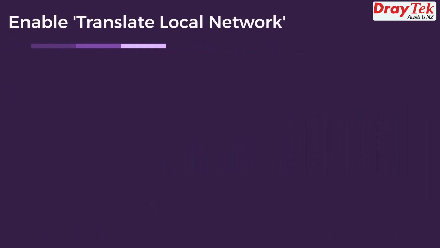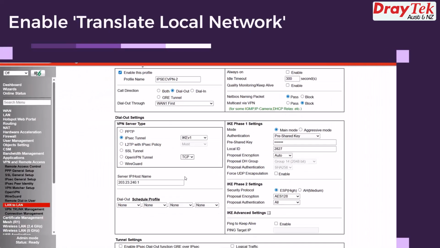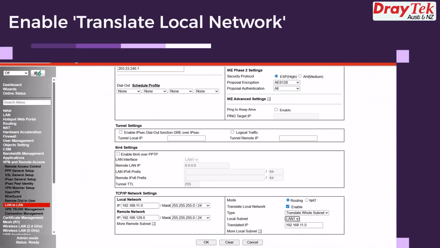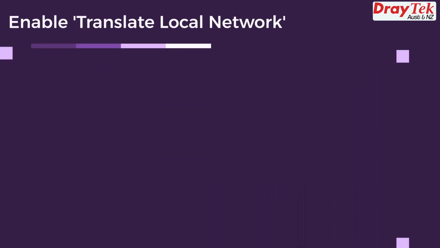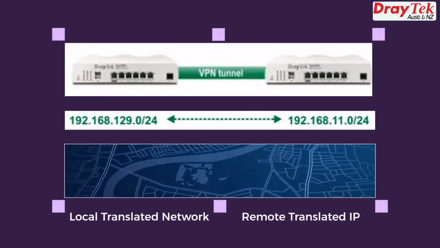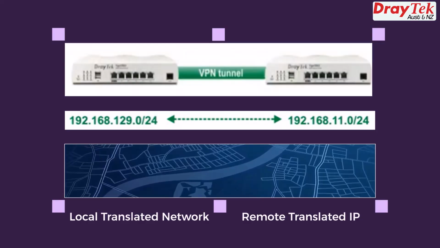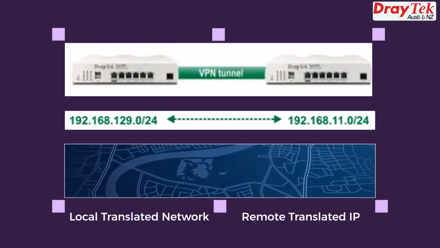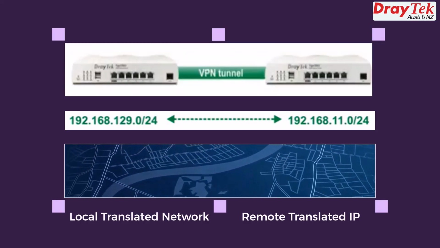Now, let's move on to router B, which will be configured as the dial-out or VPN client side. On router B, enable the Translate Local Network feature and map its local subnet to an unused, unique IP range that router A expects to see. Ensure that router B's settings reflect the translated network details, both for its own local network translation and for the remote translated IP that router A defined.